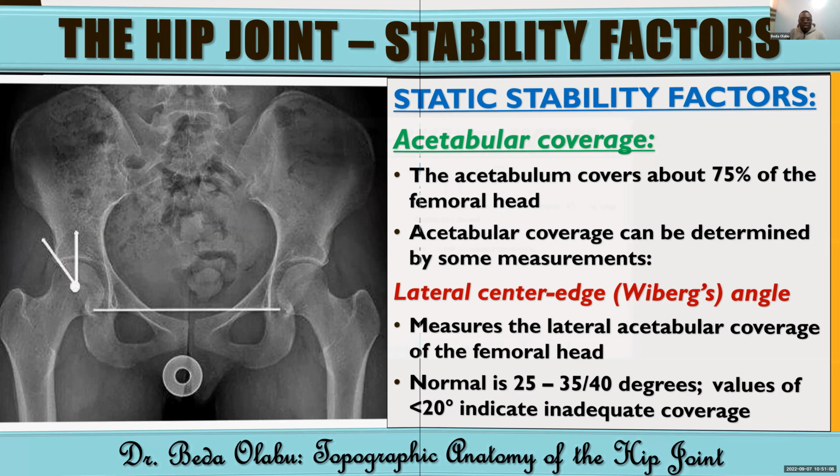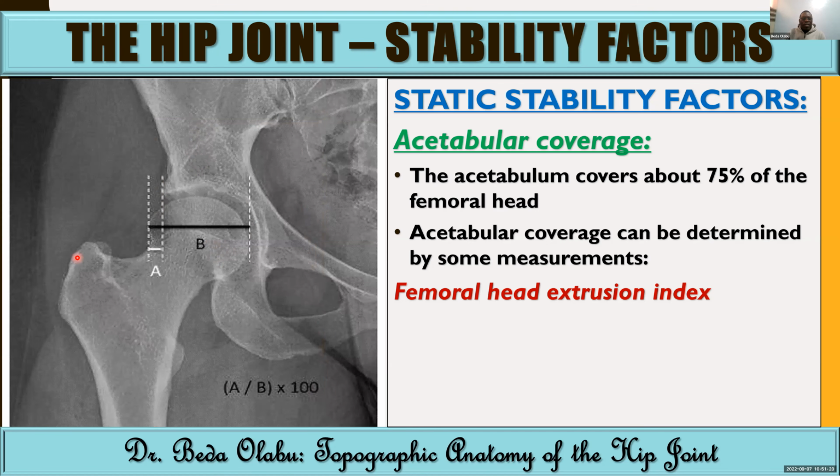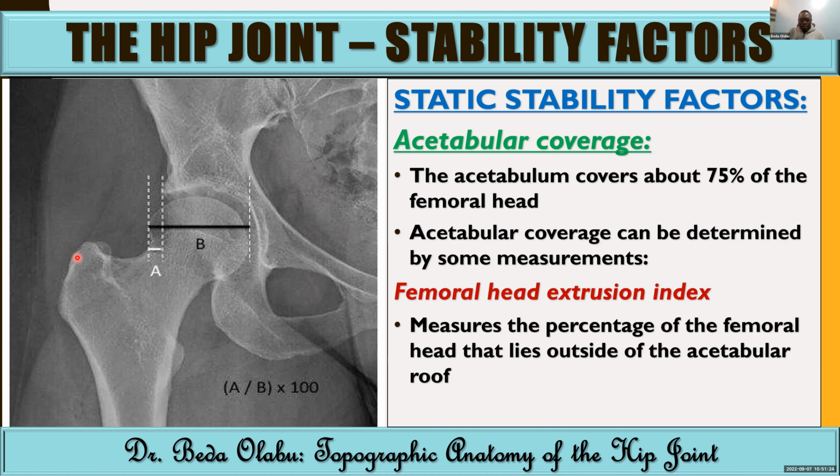The other measurement we can use to also determine acetabular coverage is what we call the femoral head extrusion index. How much of the femoral head is extruded? We do this by measuring a percentage of the femoral head that is outside the acetabular roof. Percent of the femoral head that is outside the acetabulum. Now, this is how we do it. So we take 2 lines.